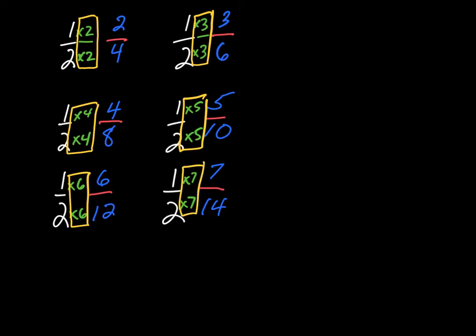131 over 131 still equals 1. So as long as whatever you do to the top number, you do to the bottom number, it is okay, and you can find common denominators, and you'll have equivalent fractions.